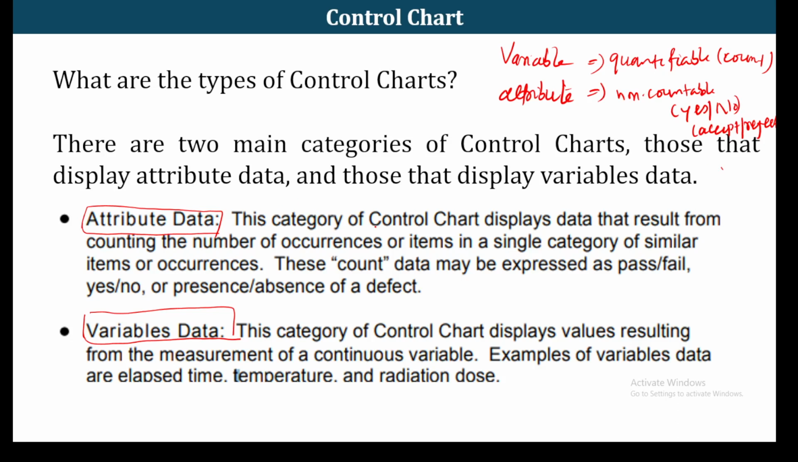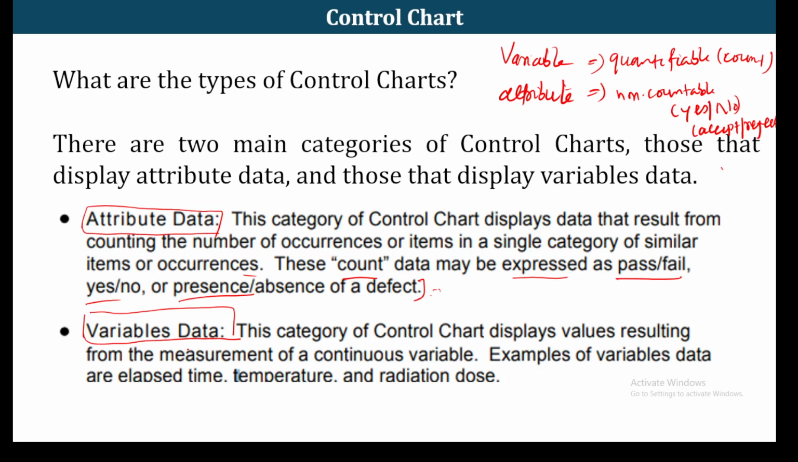The attribute data: this category of control chart displays data that result from counting the number of occurrences or items in a single category of similar items or occurrences. It means the count data may be expressed as pass or fail, yes or no, presence or absence of a defect, maybe accept and reject. So that is attribute, we are saying. We are not saying in terms of how much percentage of change is coming. That we are not saying.